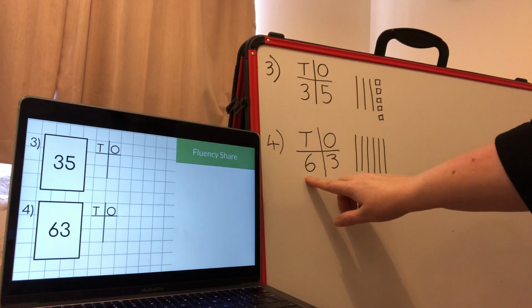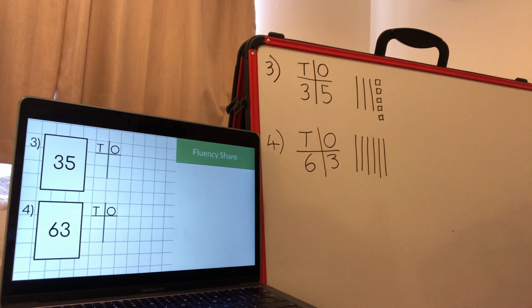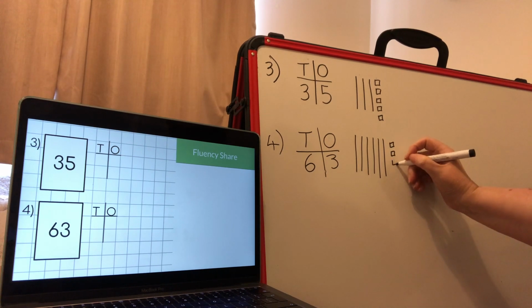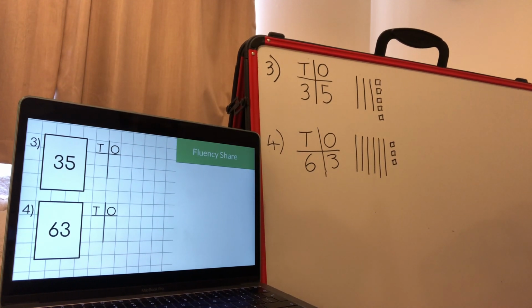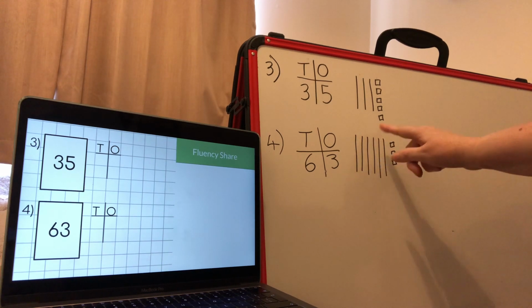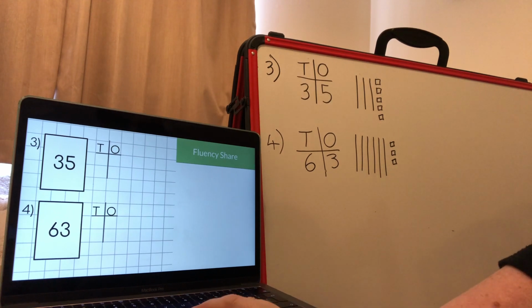So 6 tens, and we need how many ones? Yep, 3. 1, 2, 3. So you have it: 63, 6 tens and 3 ones. 10, 20, 30, 40, 50, 60, 61, 62, 63.